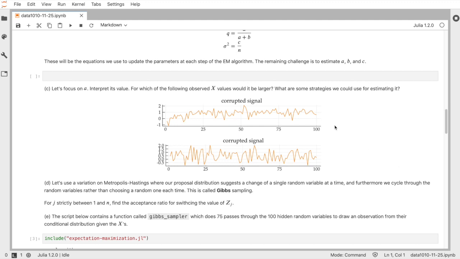So let's look at these two pictures and think about which one we would guess has a larger A value. Remember, A is the expected number of times that the Markov chain stays in the same state. And what you see in this picture is that there's quite a long stretch where the values seem to be centered around 1. It looks like initially maybe the Markov chain is in state 0, and then it switches somewhere around here to state 1, and it stays there for a long time. Maybe on a few occasions making a dip downward, but then again maybe not.